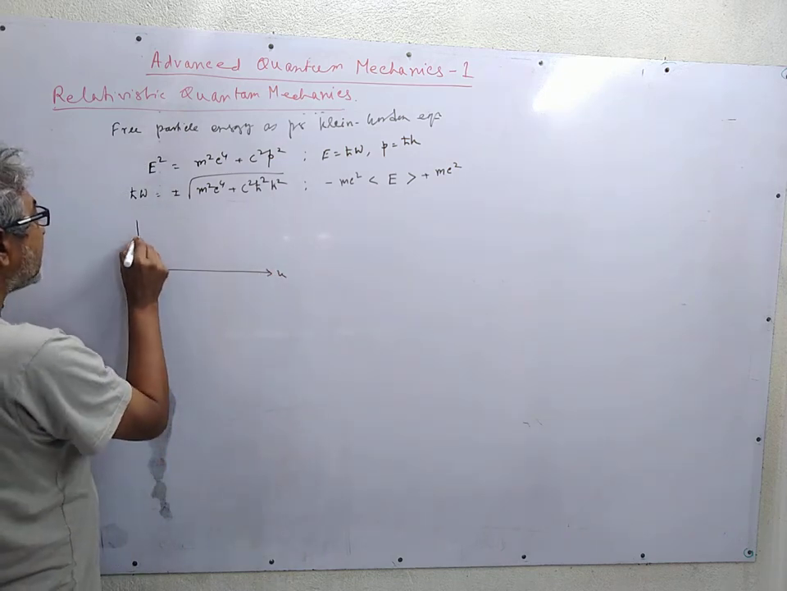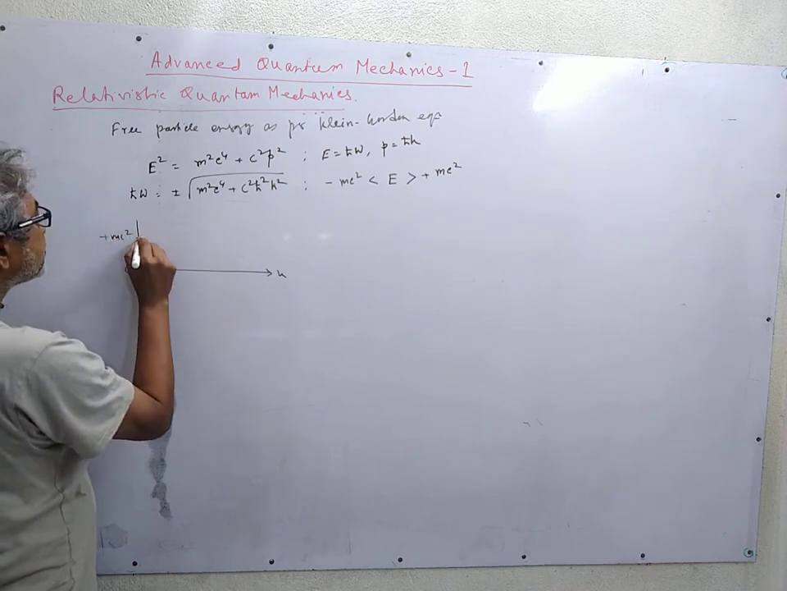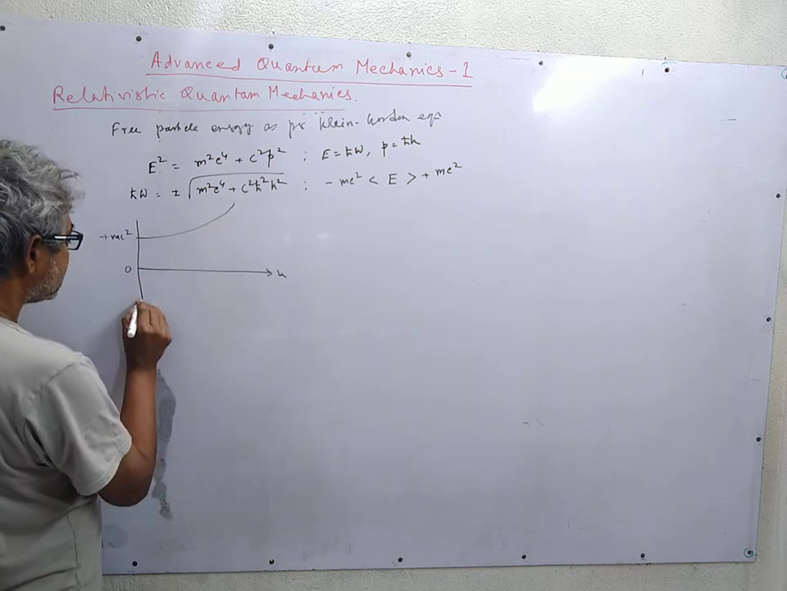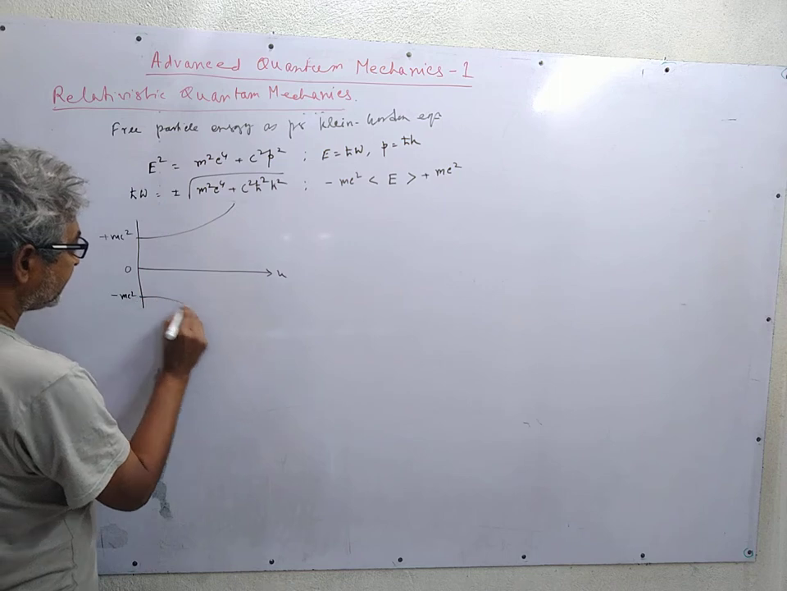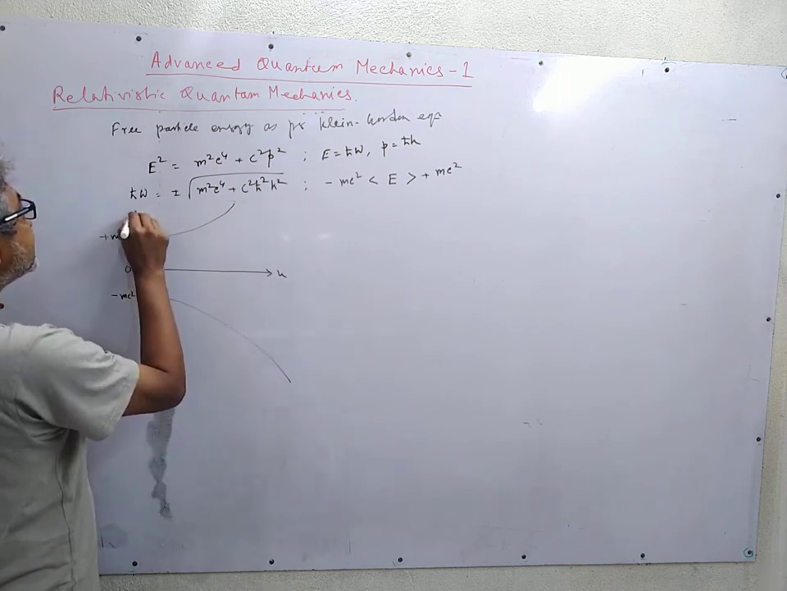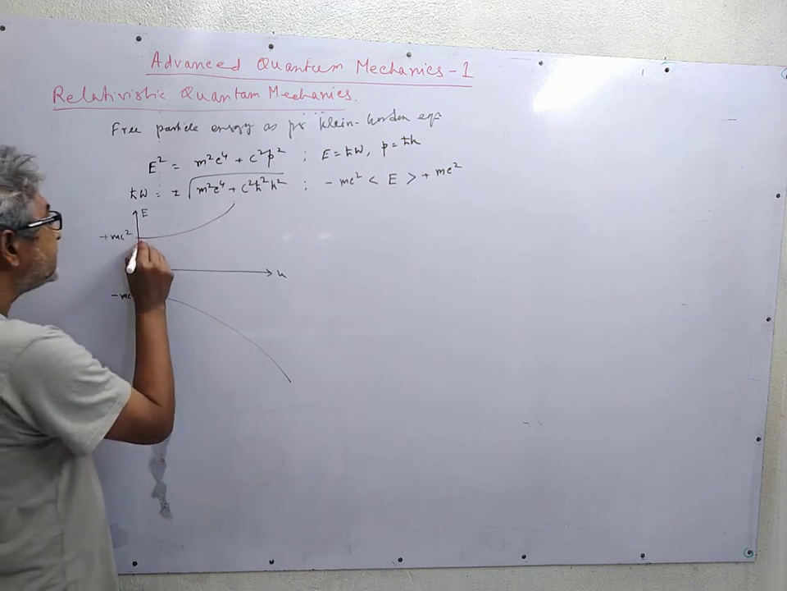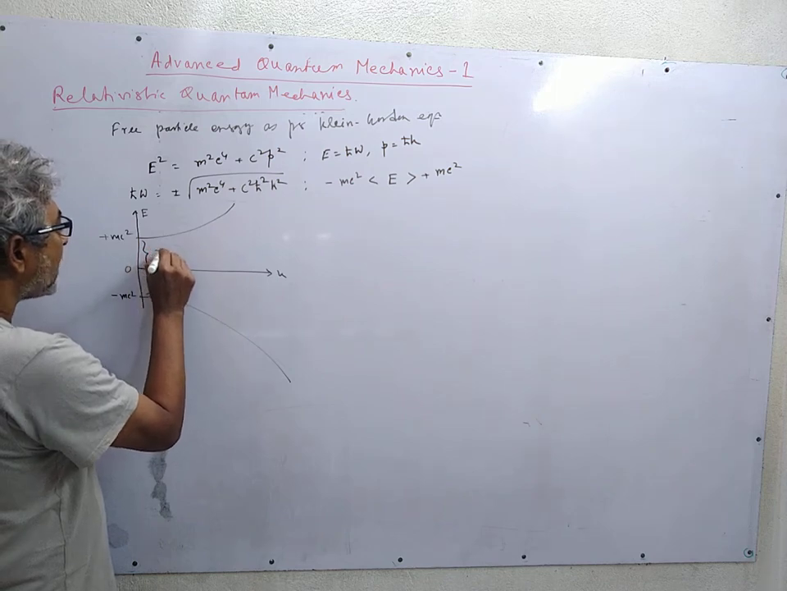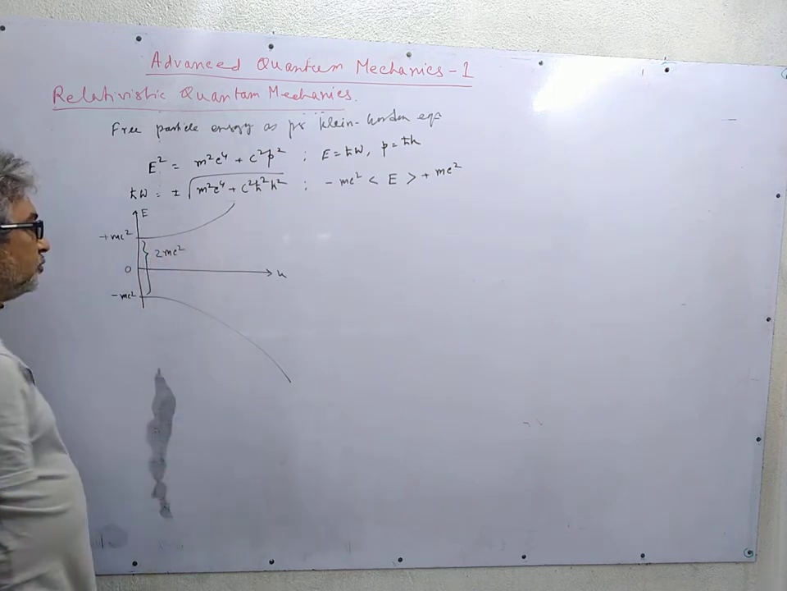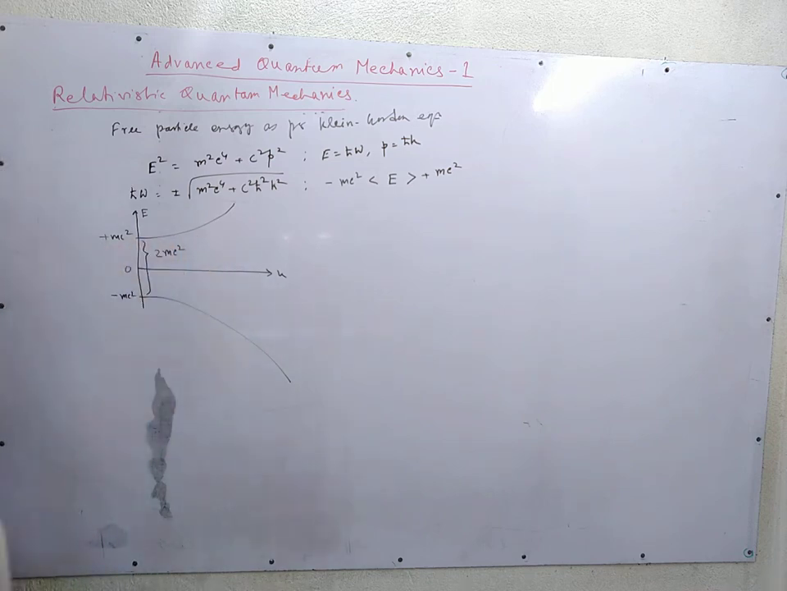This is the zero value of k, so it is plus mc square and then it increases like this, and this is minus mc square and then it increases like this. This is the free particle energy. This much of energy is not available. This energy gap is twice mc square. A free particle cannot have energy in this band, so it is called a forbidden band.